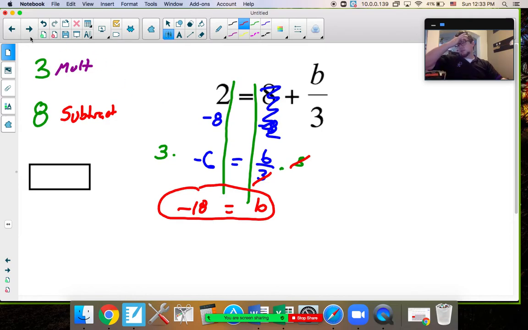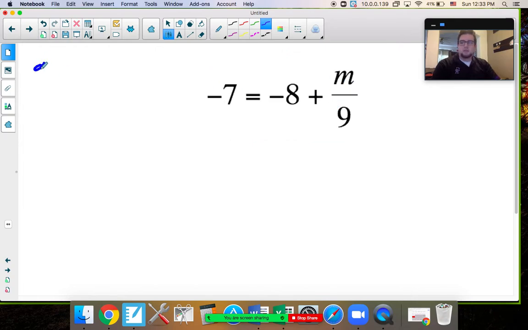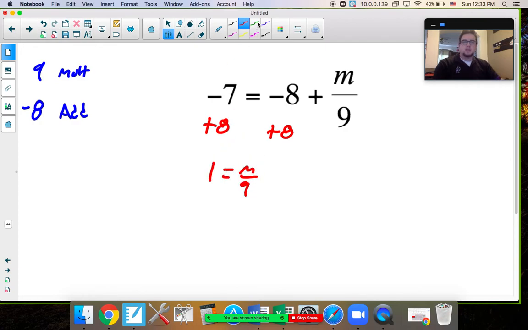So let's try it again. This one is very, very similar. Our variable is over here on the right. Since it's on the right, the 9 moves, and the negative 8 moves. The negative 8 we're going to have to add. The 9 we're going to have to multiply. And once again, the negative 8 is further, so we add 8 to both sides. That gives us 1 equals m over 9. We multiply by 9, and 9 equals m.